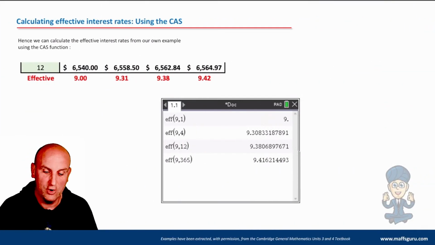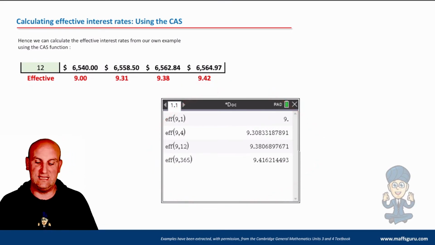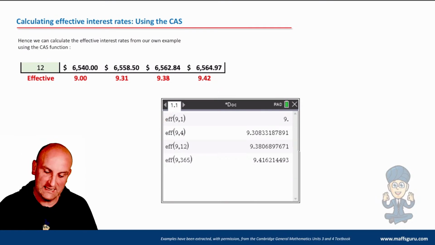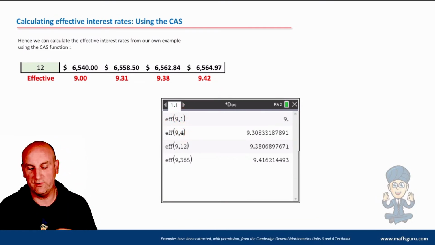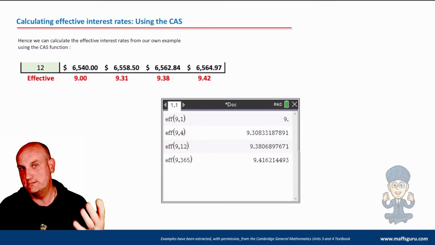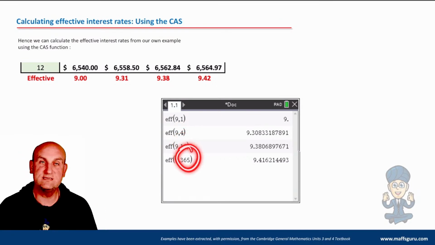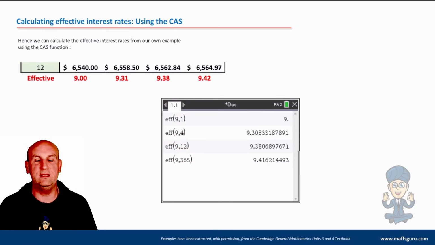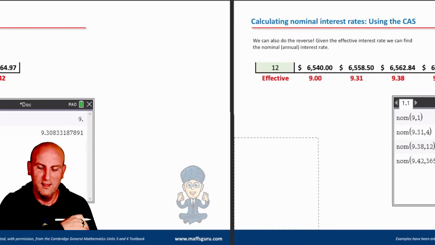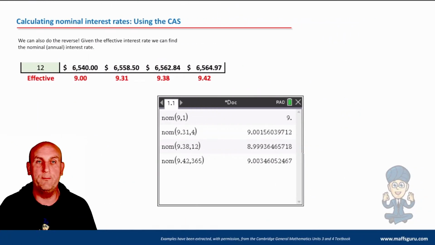And as you can see here from this particular screen, I've worked out the effective interest rates for yearly, i.e. paid once, for quarterly, paid 4 times, for monthly, every month, and 365 daily. And again, cannot believe the number of people out there who do not know there are 365 days in a year. Come on.